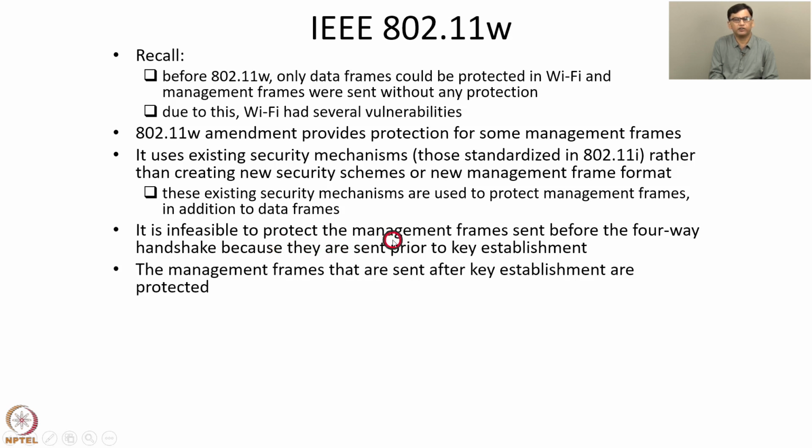The management frames that are sent after key establishment are protected. So once the four-way handshake takes place, the client and the access point have secret keys which they can then use to protect the subsequent management frames.